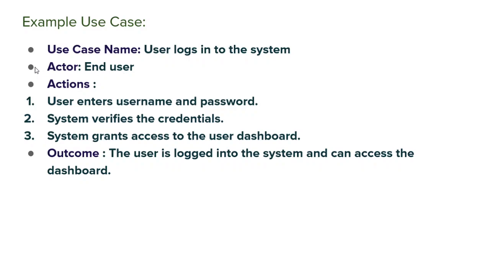So every use case has some actor. In this situation, the actor is the end user. These are the actions. And what is the outcome? The user is logged into the system and can access the dashboard. That is the outcome of that use case. So this is a simple example of a use case.